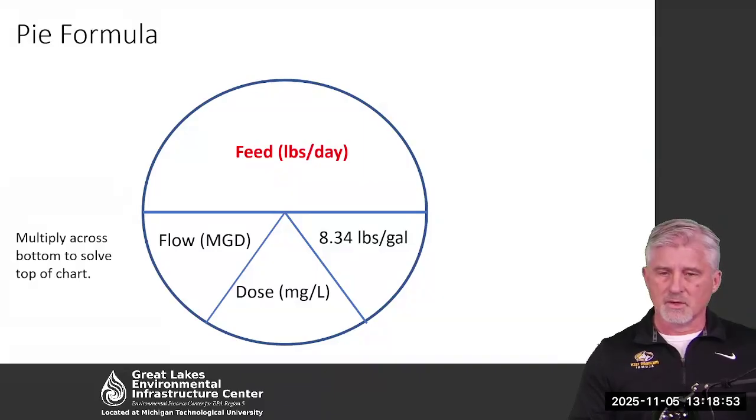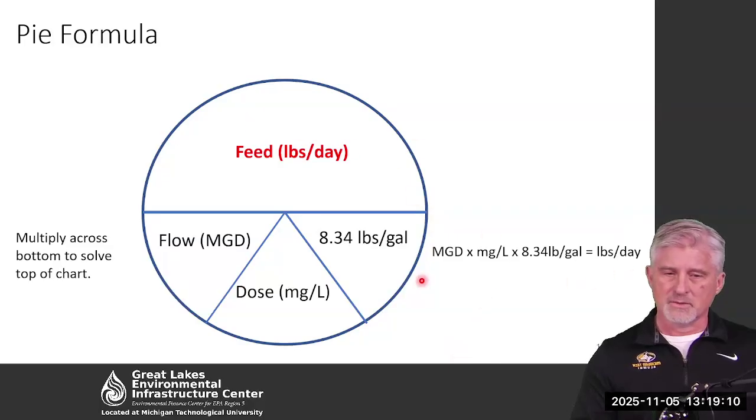So in this pie formula or picnic formula, the thing on the top is equal to multiplying all the things on the bottom together. So that's basically our pounds formula. We've got pounds per day is equal to million gallons times the dose times the 8.34 pounds per gallon.